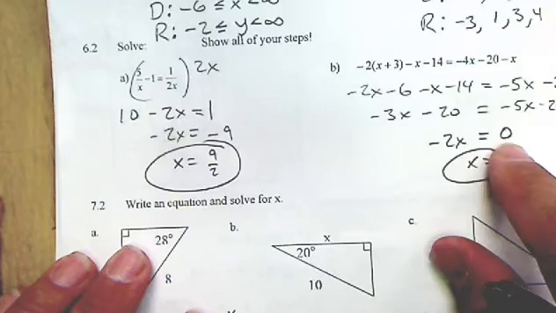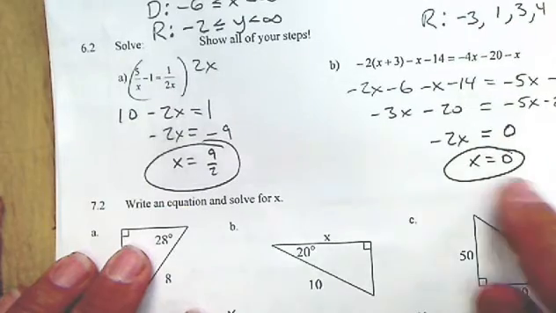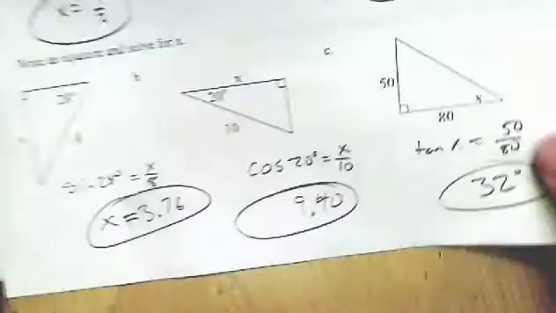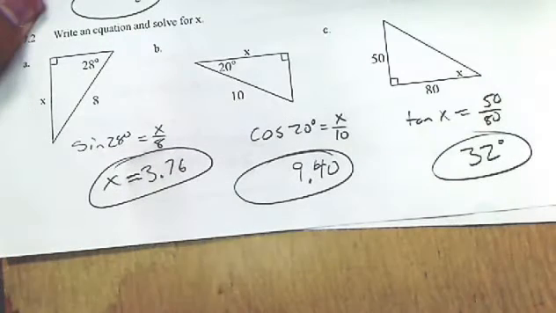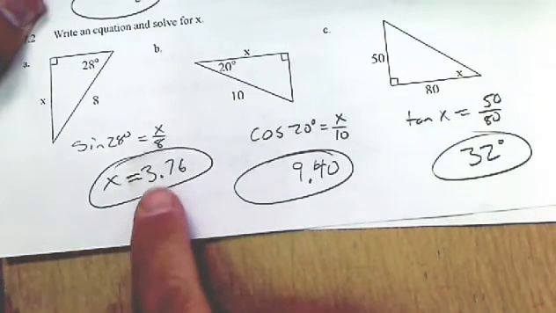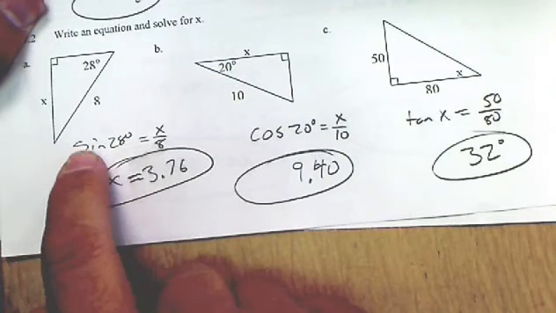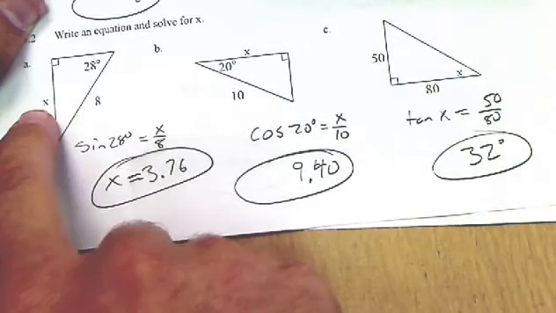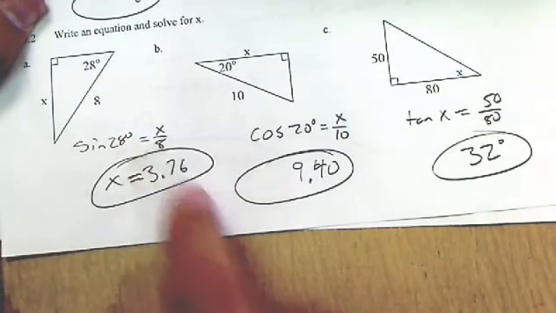0 times -2 is 0. So x equals 0. Most people got that one right. I think a couple of people missed this one. Opposite over hypotenuse, sine.